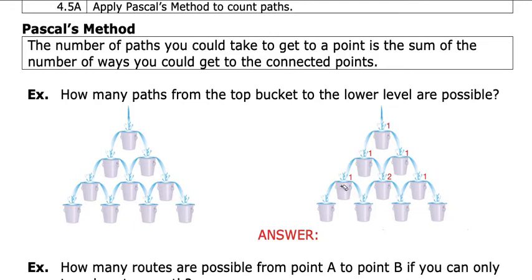Next, this bucket, we would have to go left and left. There's only one way to get to this position. Similarly, in this case here, we would have one way, left, left, right, left, right, left, and right, left, left. Now, can you spot what's happening?